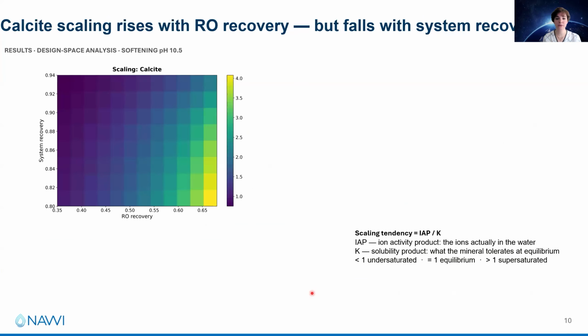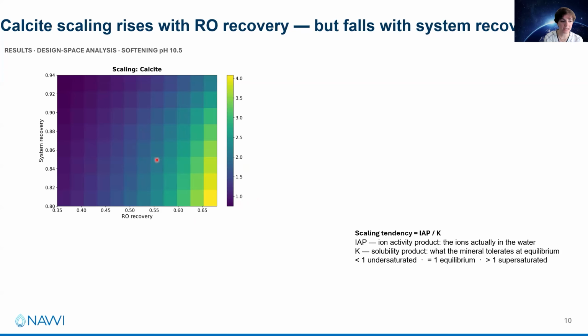So let's zoom out and see what happens within our process flow sheet with that recycle loop, and what happens to our scaling on the membrane surface. What you're seeing here is the scaling tendency, which is defined as ion activity product divided by the solubility product. A scaling tendency equal to 1 means you're at equilibrium. More than 1 is supersaturated, and under 1 is undersaturated.